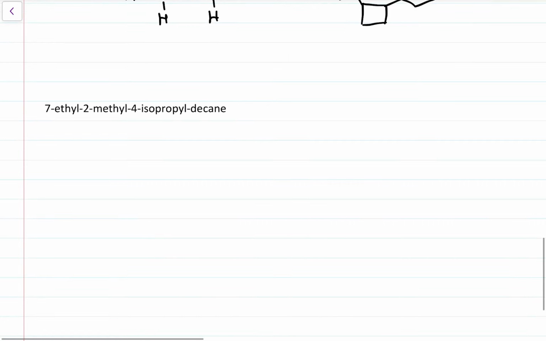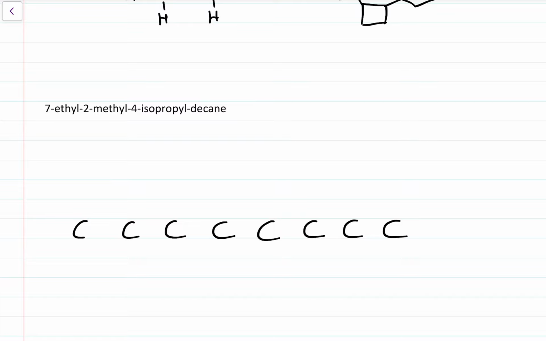And our final one. Ooh, decane. The sucker's going to be long. Here we go. I might write it a bit smaller. Or come up from the far end. I'm going to start down here. 1, 2, 3, 4, 5, 6, 7, 8, 9, and 10. So there's my parent chain.